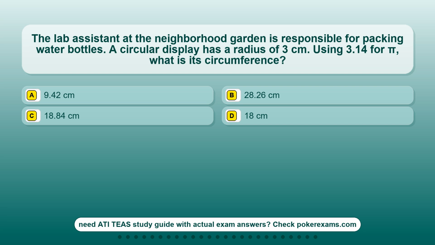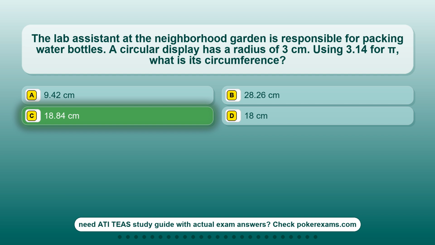Question 9. The lab assistant at the neighborhood garden is responsible for packing water bottles. A circular display has a radius of 3 centimeters. Using 3.14 for pi, what is its circumference? Option A, 9.42 centimeters. Option B, 28.26 centimeters. Option C, 18.84 centimeters. Option D, 18 centimeters. The correct answer is option C, 18.84 centimeters.